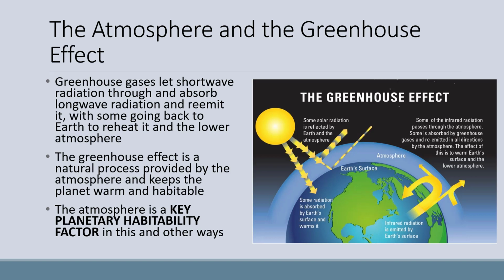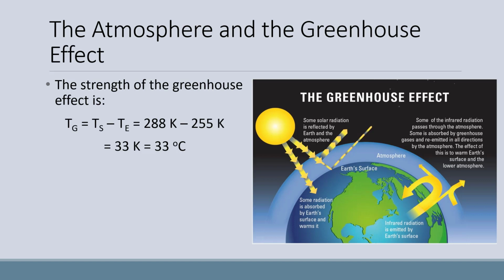Greenhouse gases let short-wave radiation through and absorb long-wave radiation and re-emit it, with some going back to Earth to reheat it and the lower atmosphere. The greenhouse effect is a natural process provided by the atmosphere and keeps the planet warm and habitable. The atmosphere is a key planetary habitability factor in this and other ways.